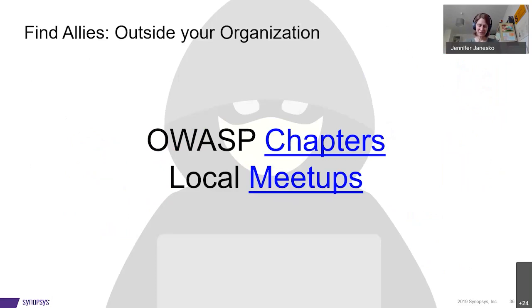And last but not least, when you're looking for allies, you don't necessarily need to look in-house. You can look outside. OWASP has chapters in all major cities, and they are the friendliest software and security people out there. I know because I participate in the one in Munich. Also, look at meetup.com and see if there are any security groups in your area.